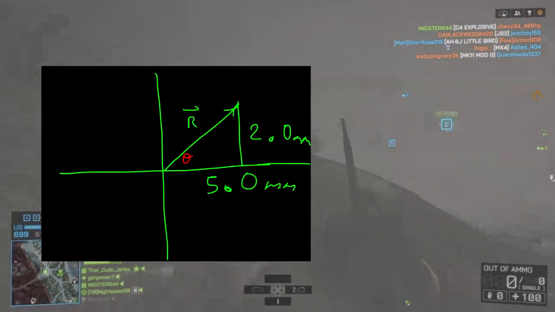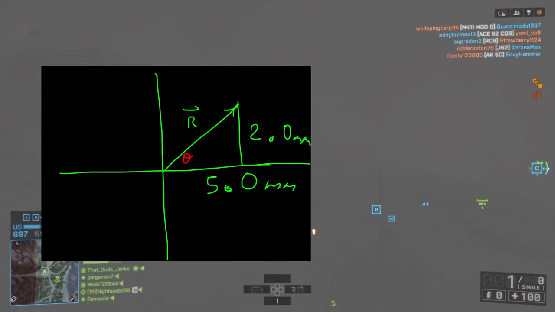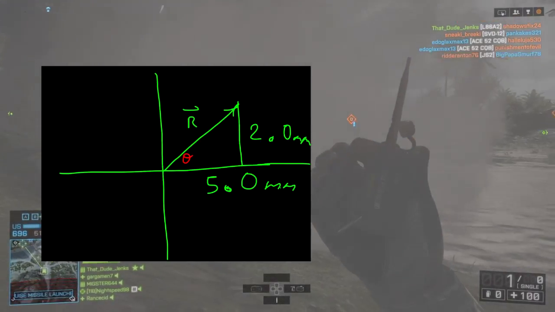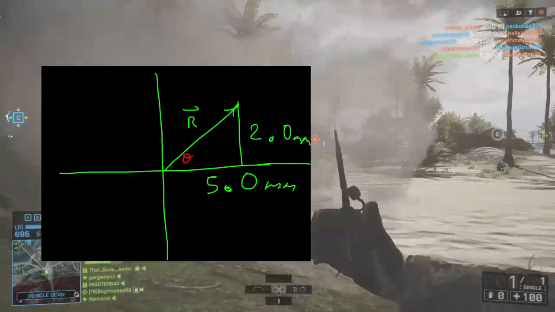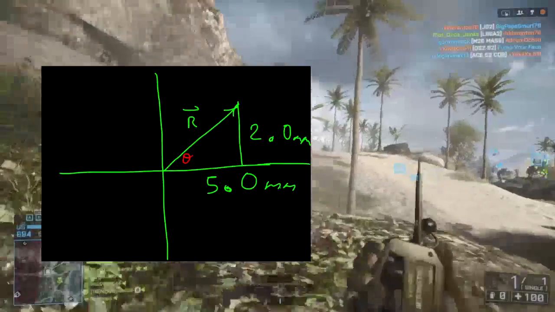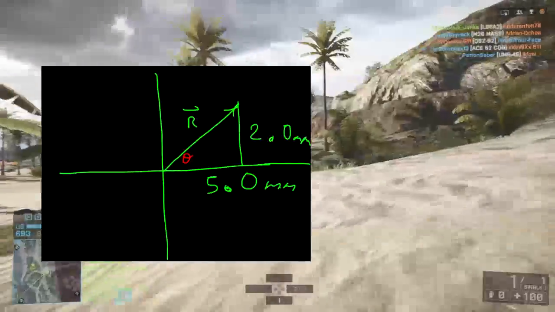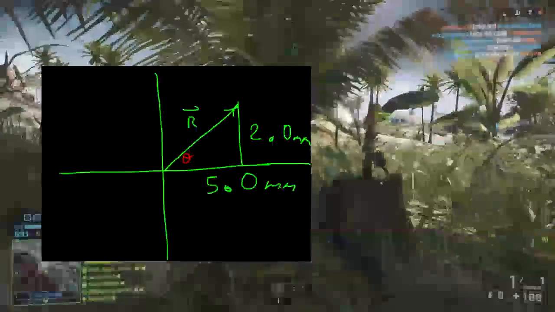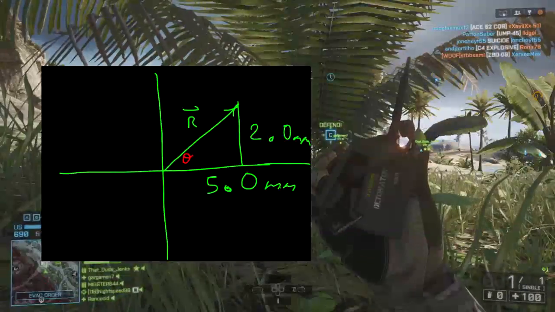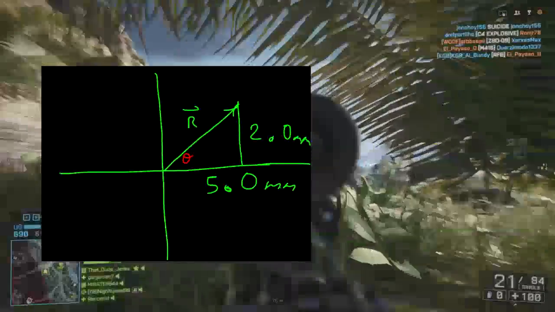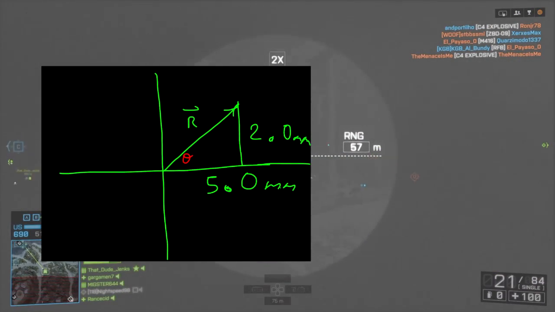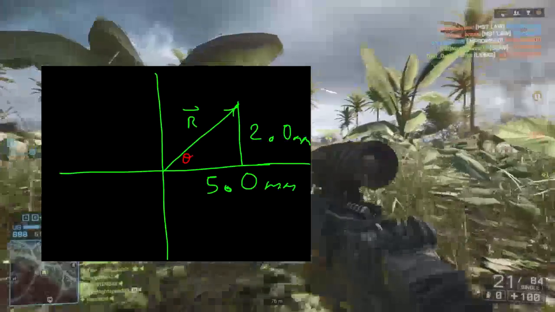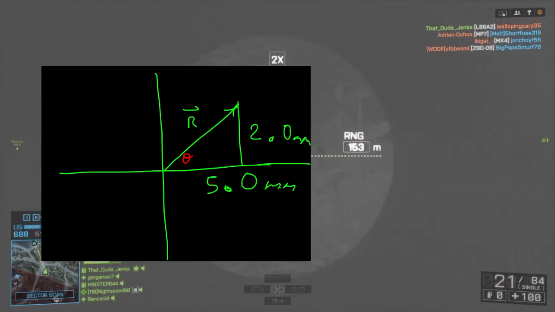And if you're looking for the angle, it's where that theta symbol is. Remember to use the SOHCAHTOA rule. We can use the inverse of tan, and then opposite over adjacent. So use inverse of tan, then opposite over adjacent. So inverse of tan, 2 over 5, which gives us 21.8 degrees.